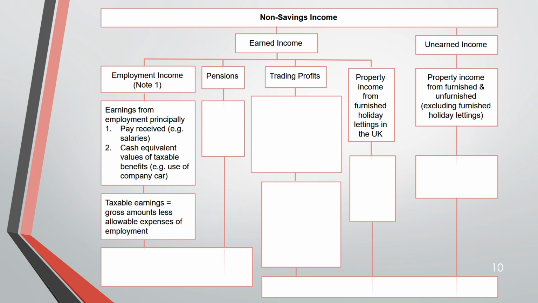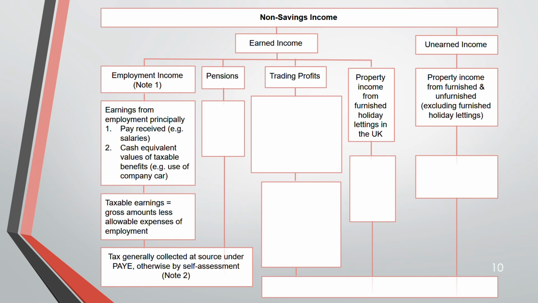That also we are going to study. Then taxable earning. Taxable earning is your gross amount less any allowable expenses of employment. When we go through employment income, we are going to go through that list. What are allowable, what are not allowed. What you can deduct, what you can't deduct.